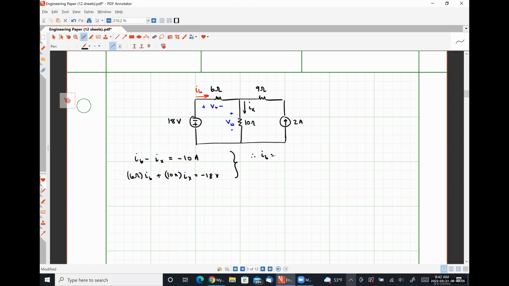And we will now solve for I6 and IX. And I get I6 to be -59/8 of an amp, and IX to be +21/8 of an amp by solving that system, which matches the result that we got by applying no circuit analysis whatsoever.